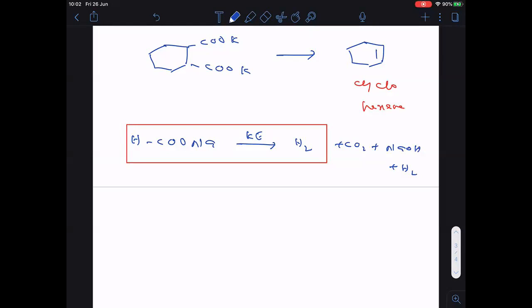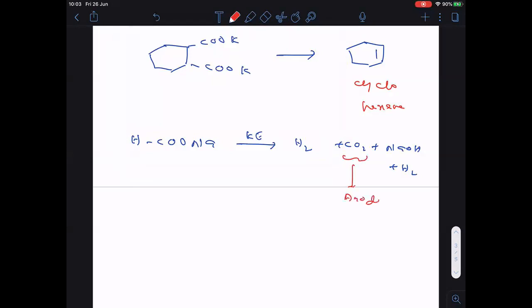One important thing I want to discuss here. In this reaction, only CO2 is there, na. CO2 liberates at anode, remember everyone. Now hydrogen as well as NaOH will be liberated at cathode, remember. Only CO2 is liberated at anode.